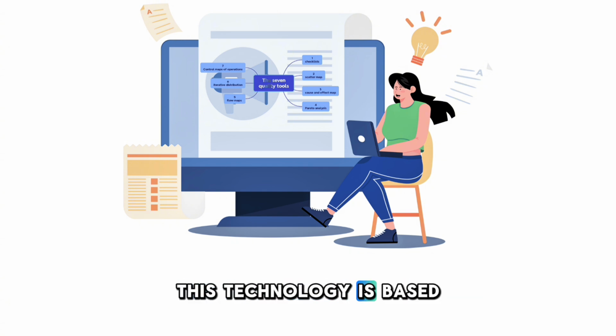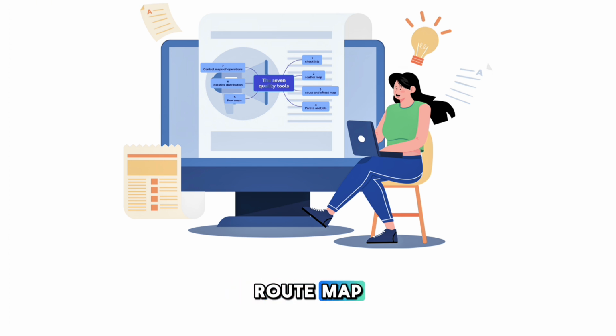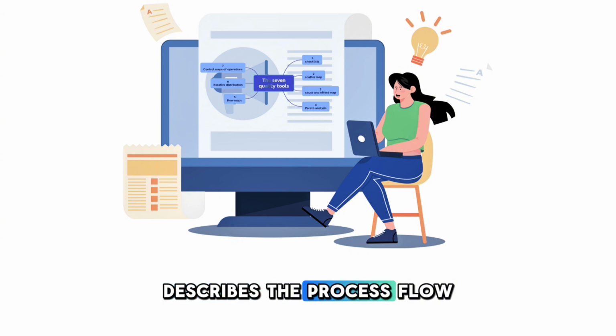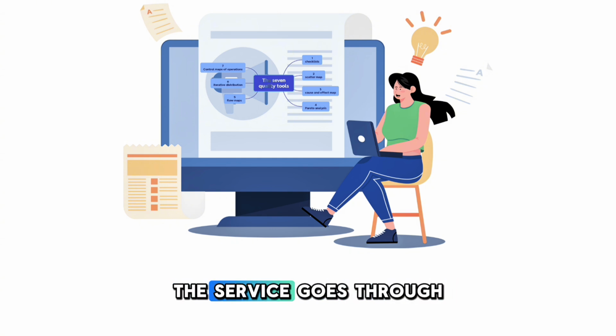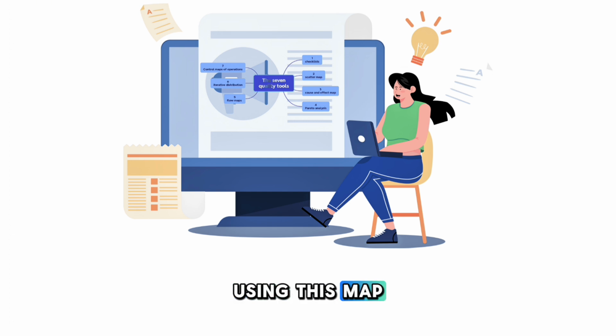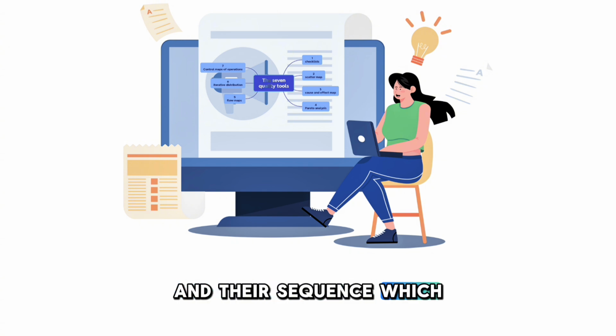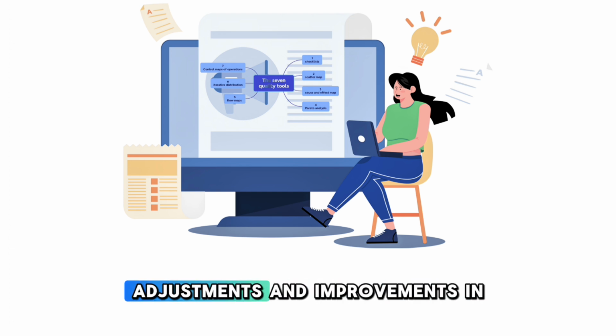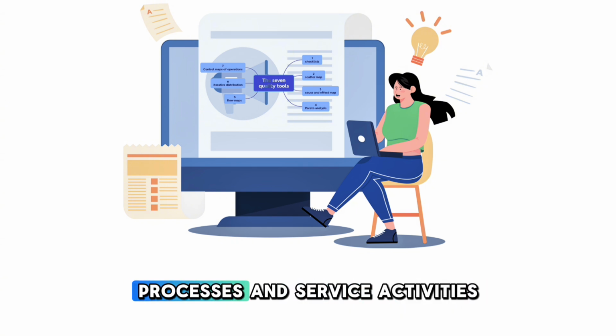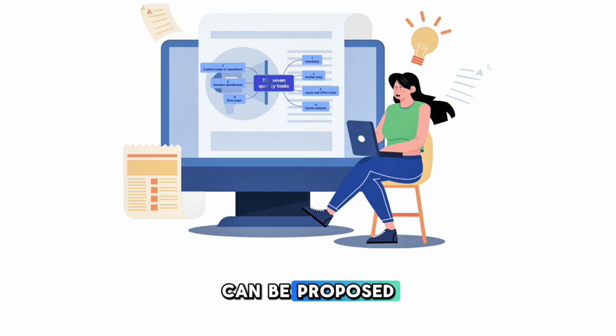5. Flow maps. A flow map or route map is a diagram that describes the process flow and the steps that the product goes through or the actions that the service goes through. Using this map, it is possible to describe the current processes and their sequence, which allows to clarify the main processes required to produce a product or provide a particular service. Also, through this tool, adjustments and improvements in production processes and service activities can be proposed.